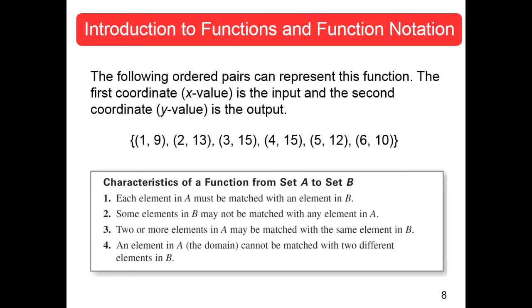Two or more elements in A may be matched to the same value in B. Like 3 and 4, both match to 15. But an element in A cannot be matched to more than one element in B. Can't happen. An element in A, the domain, cannot be matched with 2 distinctly different elements in B. If that's the case, not a function. Relation, sure, but not a function. Just like you can't read that thermometer and get 2 different temperatures at the same time.